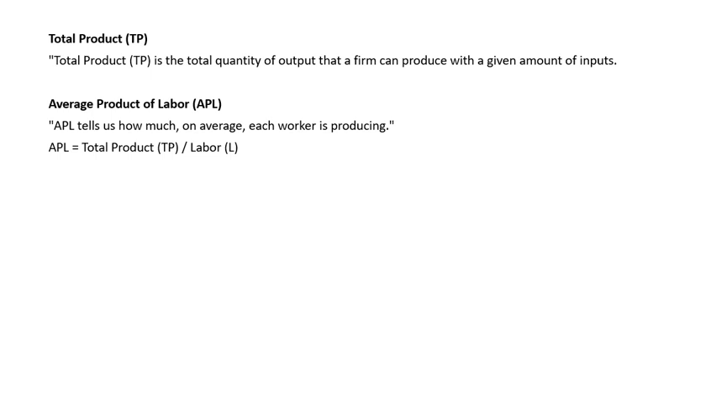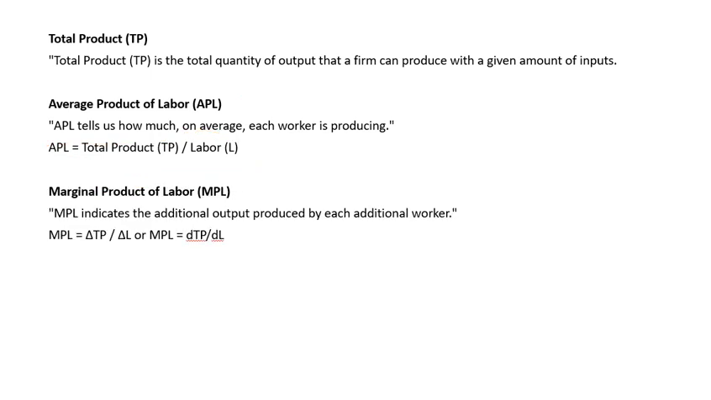Then we have the APL, average product of labor. This APL tells us how much on average each worker is producing. In other words, APL represents the output per worker, on average how much each worker is producing, and we can calculate it using this formula. So APL equals total product over the labor, the number of workers.